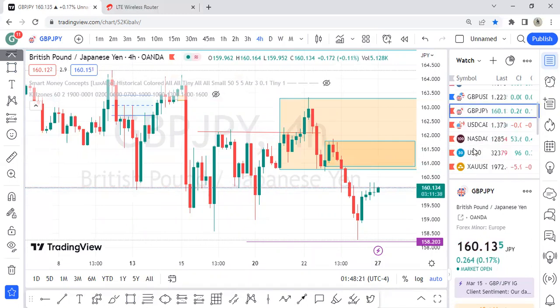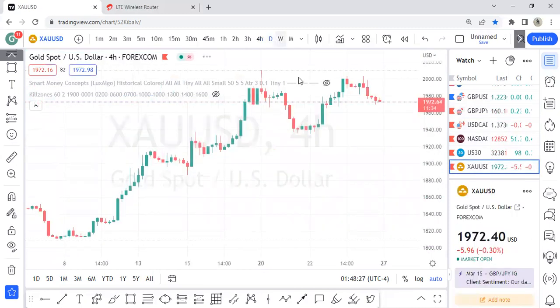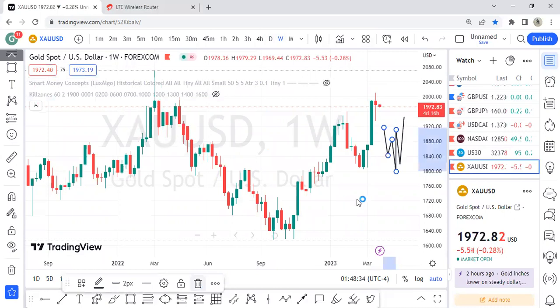Then let's look quickly at gold. Gold has been really bullish on the higher time frame, from the fundamental standpoint. I want to talk about fundamental analysis here. I've been very bullish on gold. So let's see.